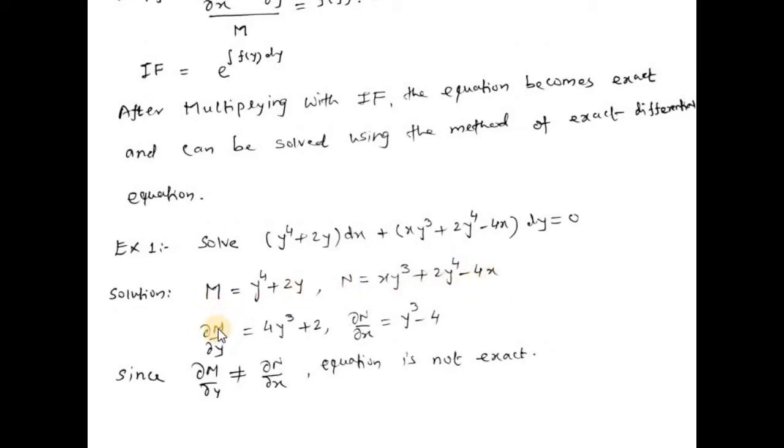Next step, we have to find ∂M/∂y. It will be 4y^3 + 2, because the derivative of y^4 is 4y^3 and the derivative of y is 1, so here it will be 2. Now next step, we have to find ∂N/∂x. It will be y^3, because the derivative of x is 1 and y is a constant. And the derivative of the term 2y^4 will be 0 because y is a constant, and the derivative of 4x will be 4, so here it is minus 4. As you can see, both are different. Therefore ∂M/∂y is not equal to ∂N/∂x. Therefore the given equation is not exact.